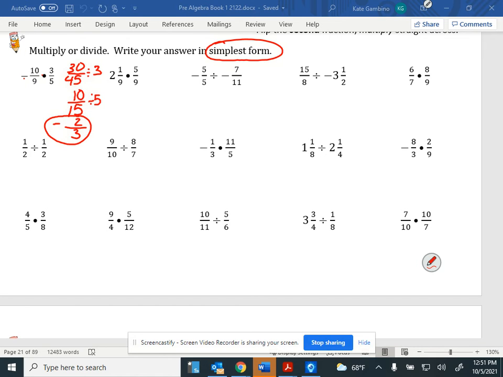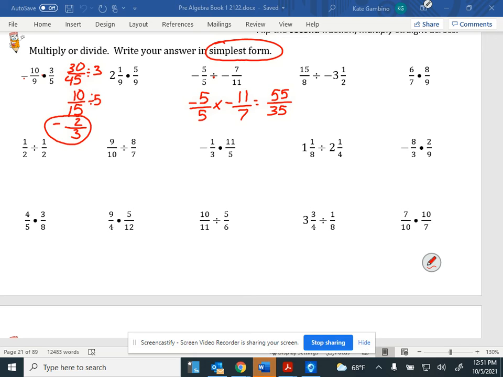So what do I do when I'm dividing fractions, Leah? Multiply by the reciprocal. So my -5/5 stays the same. I want to flip my dividing to multiplying. And if I flip that, I have to flip my second fraction to the reciprocal. I can't cross simplify this one, so I'm going to multiply across. 5 times 11 is 55. 5 times 7 is 35. Can I simplify that?